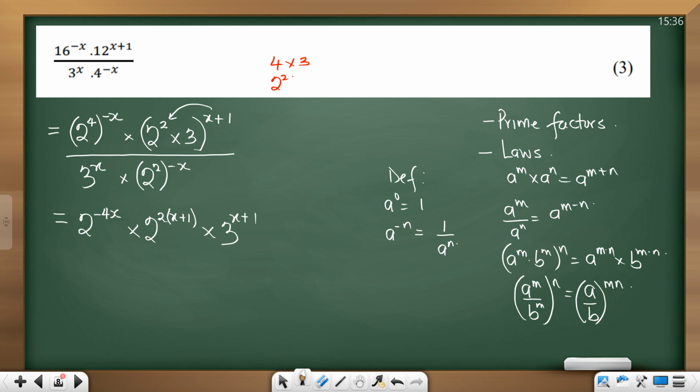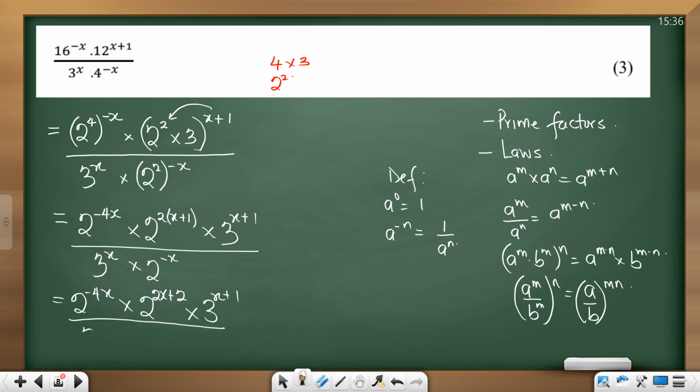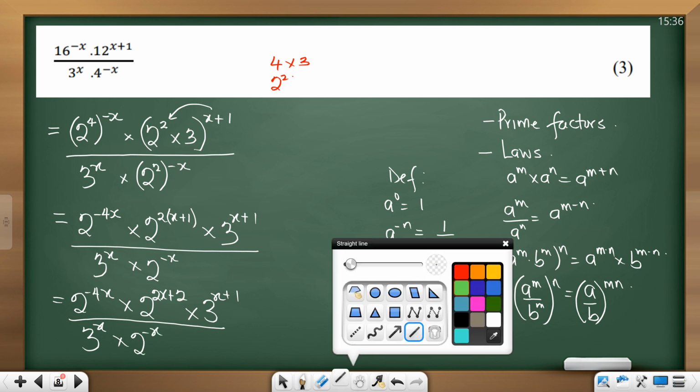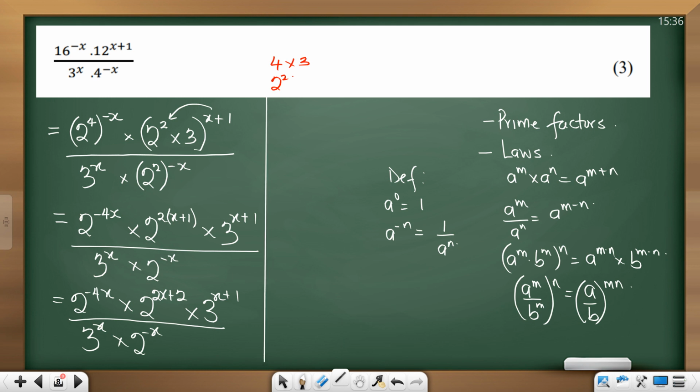So, what do we have? 3 to the power x times 2 to the power negative x. Let's simplify further. I don't want to do shortcuts with you. Can we expand that bracket? 2x plus 2 times 3 to the power x plus 1 over 3 to the power x times 2 to the power negative x. I hope that's making sense to you.